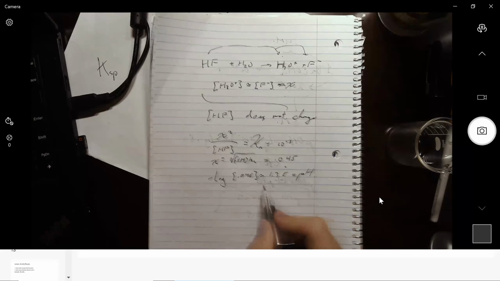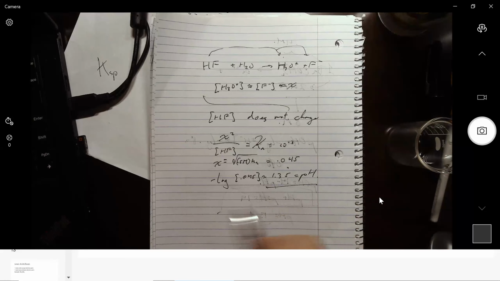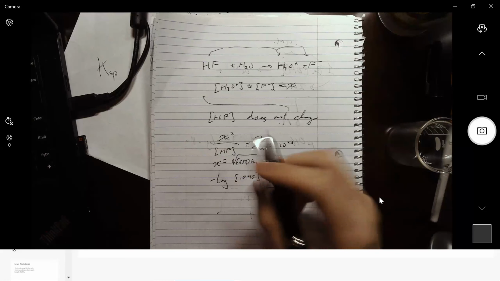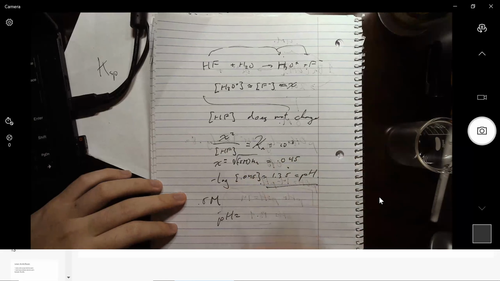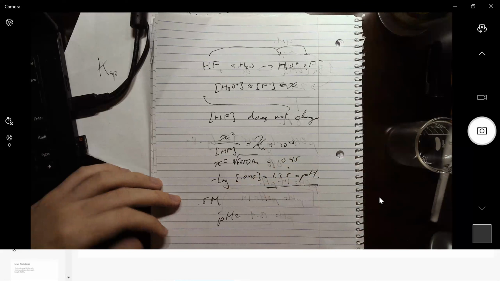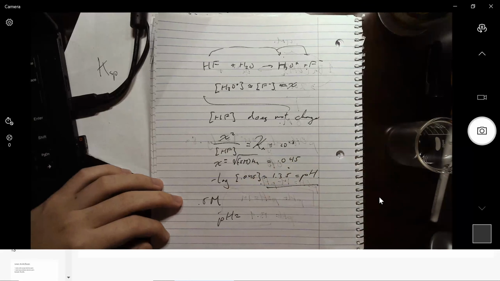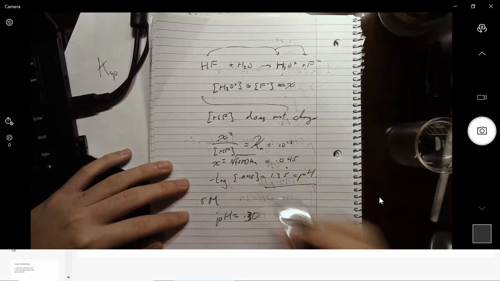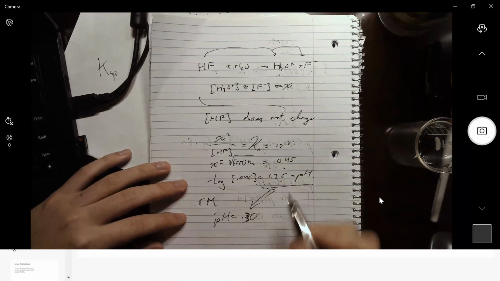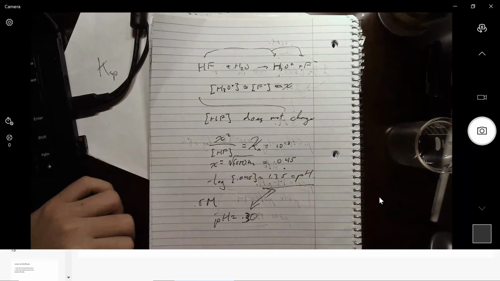I want you to notice that if we consider the pH of a similar strong acid, so let's say we have 0.5 molar strong acid, and the pH equals, the calculator doesn't want to cooperate, and then the pH equals 0.3. So you can see there's quite a big difference in the pH between a strong and a weak acid.